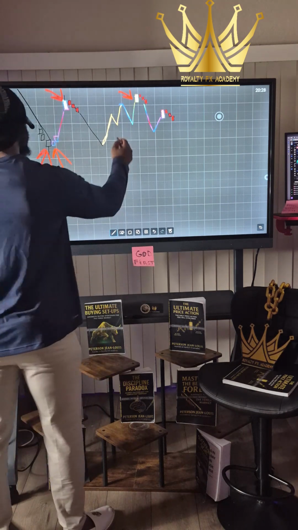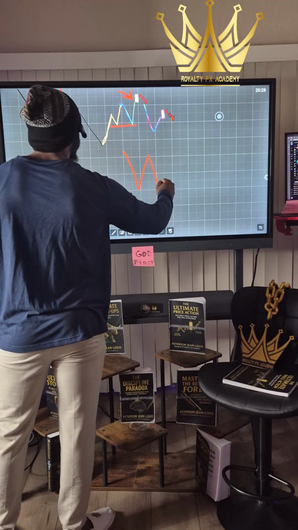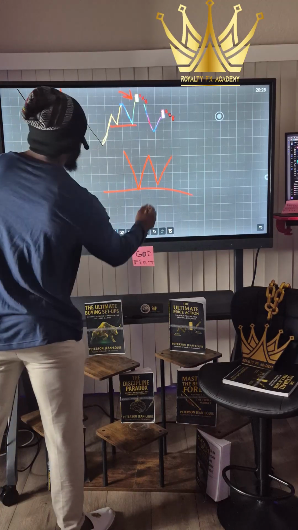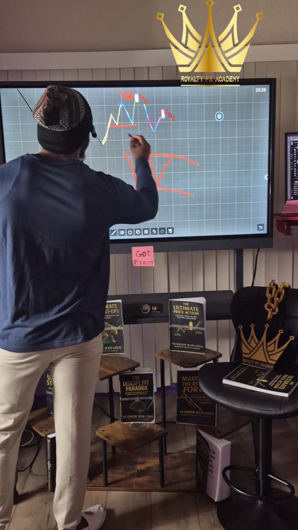Okay. Same zone. Sometimes it's the same zone. It just didn't hit it exactly, but it's the same zone. Okay. Don't overcomplicate it. See that? So it's the same zone.